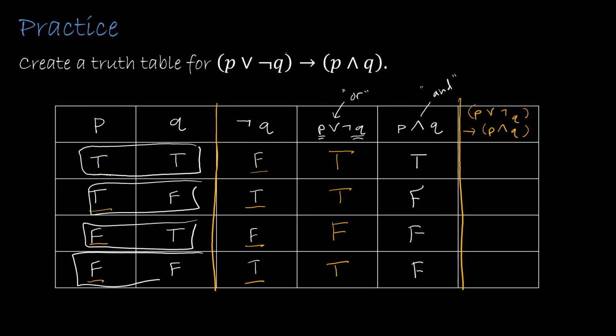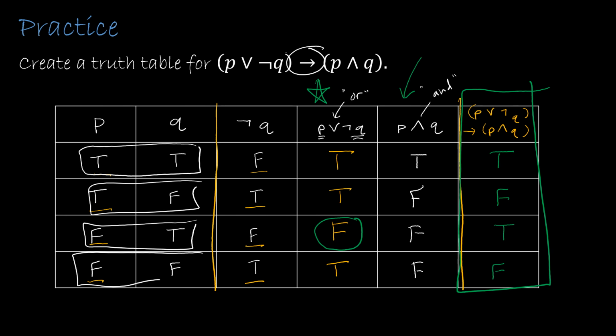Now, my final result is I'm looking for the implication. Now, remember, the implication states that if the hypothesis, this guy, is true, then this guy, the conclusion, must be true. So that gives me a true here, and a false here, and a false here. The other part of it says, hey, if the hypothesis is false, then it's going to result in a true. And so this is my final solution. True, false, true, false.